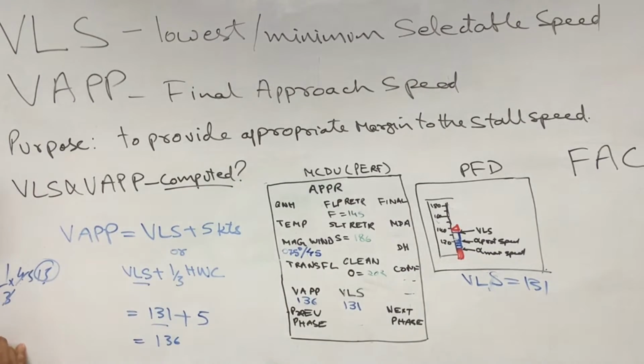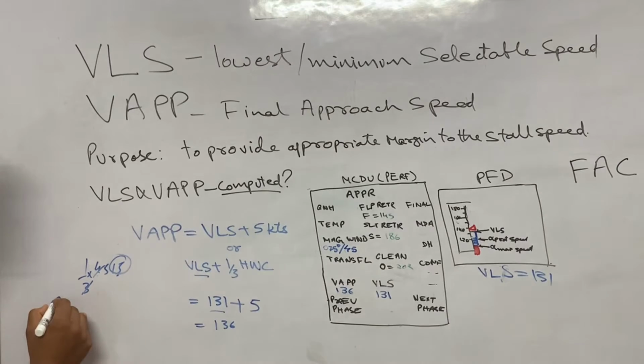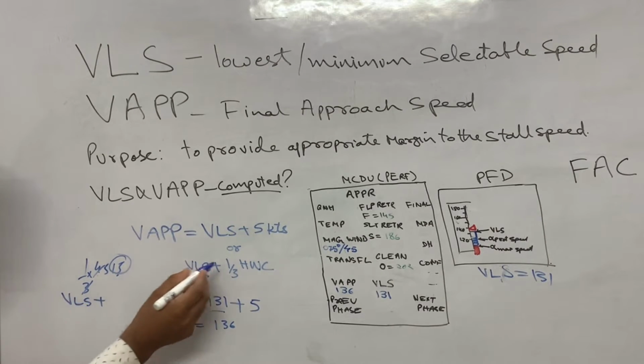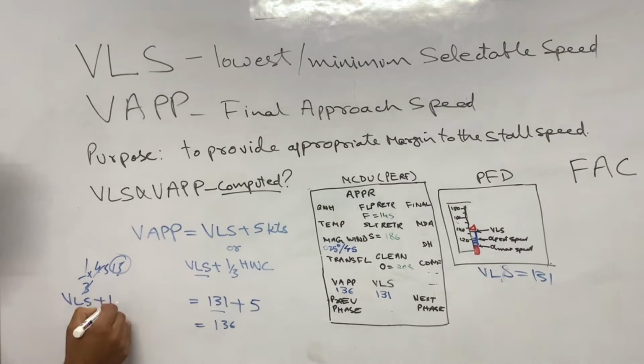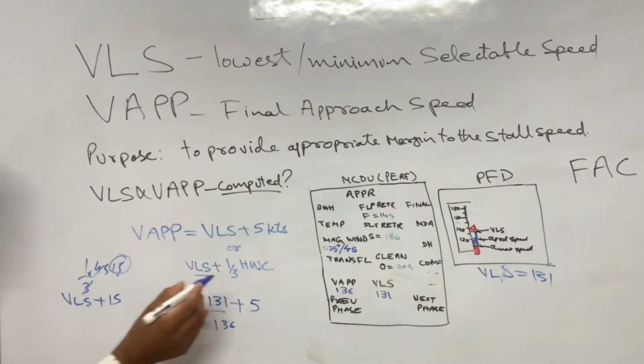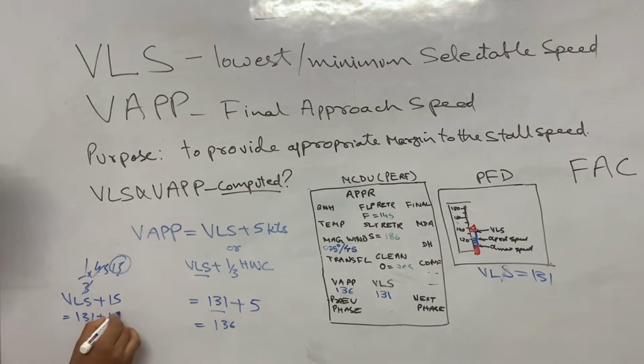I am writing it here, when winds have been modified: VLS plus 1/3 of headwind component. So that is 15 knots. So VLS in this case is how much? 131. So it is 131 plus 15. How much is 131 plus 15? 5 plus 1 is 6, 3 plus 1 is 4, 146 knots. So your VAPP is 146 now.